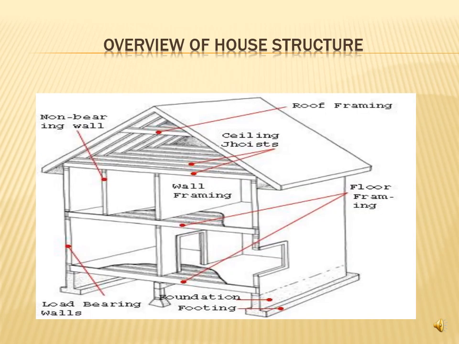Here we have a simple overview of a house structure. As you can see, the lower part is the foundation. We have also the load-bearing walls, which support the building, and the non-bearing walls that are inside the building and support only their own weight. We have the ceiling, which is the top inside surface, and the roof, which is the structure that covers the building.